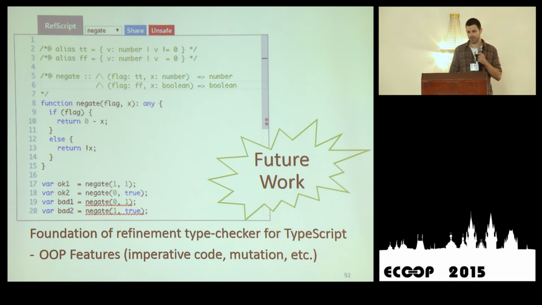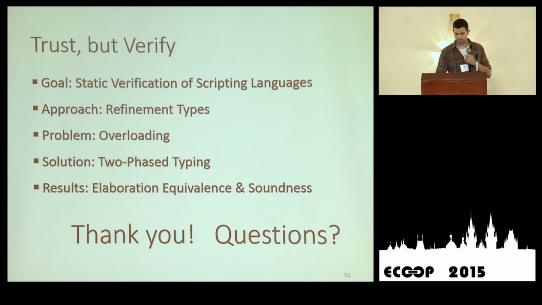Finally, as part of our future work, we're trying to use this approach as a foundation for a refinement type checker for TypeScript, and we're working on getting a lot of the object-oriented programming features into our code, in particular things like imperative features, objects and mutation. This is a snapshot of what it looks like for the example that we saw earlier. And with this, I would like to conclude, and thank you.